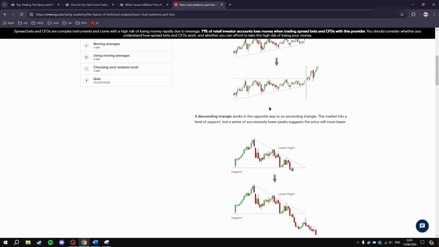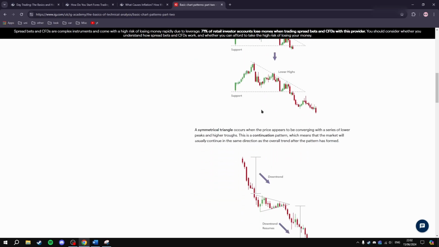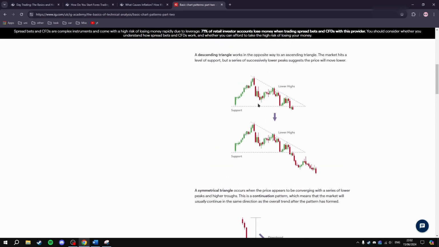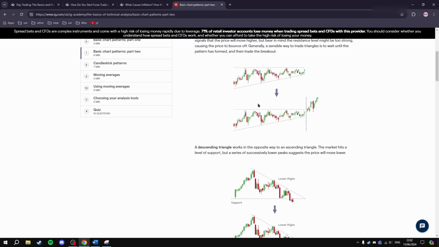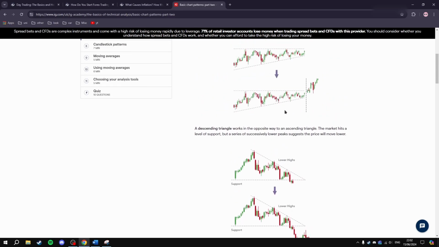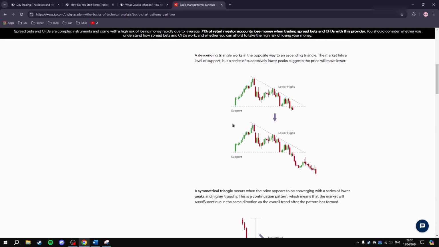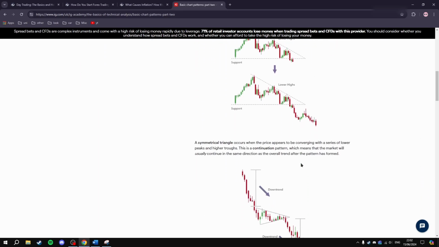So these are all continuation patterns, right? Yeah, they're all continuation patterns, because the ascending triangle is also just trying to go up. With the descending triangle, the trend before was downwards as well.